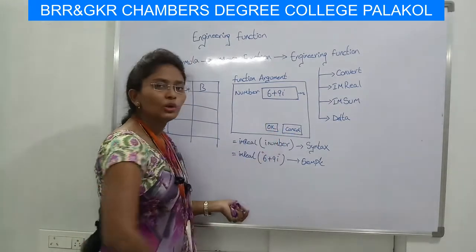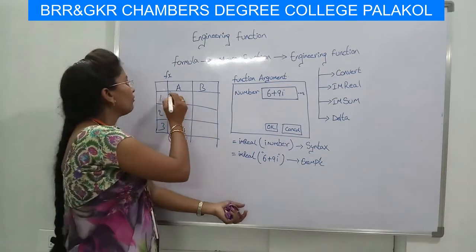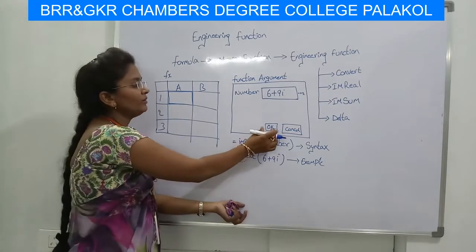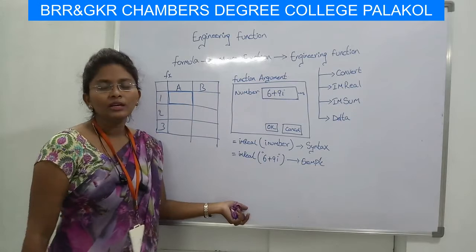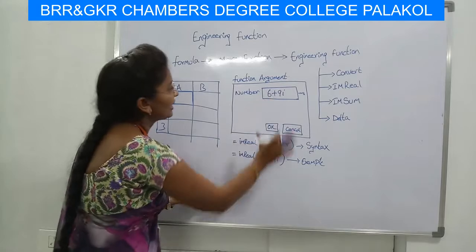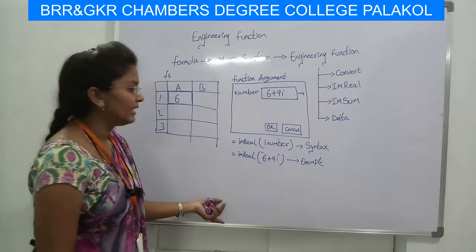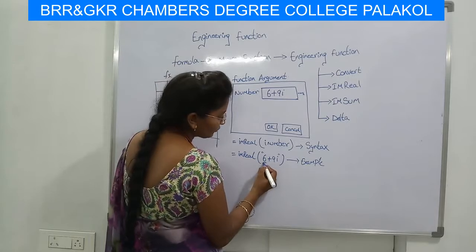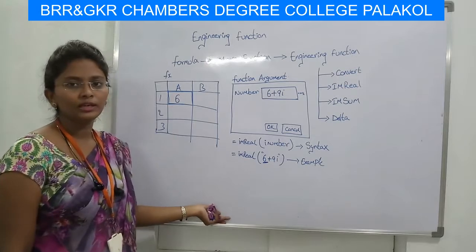If I click on the OK button, the answer will be displayed in the Excel sheet. The default active cell is A1. Whenever you click on the OK button, the answer will be displayed in the A1 cell. The answer for 6 plus 9i is 6. Why it is displaying 6 means, here I am taking 6 plus 9i. The real coefficient value is 6. That's why it is 6 in the Excel sheet.